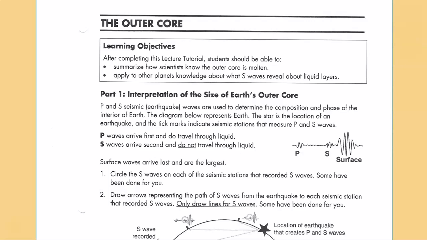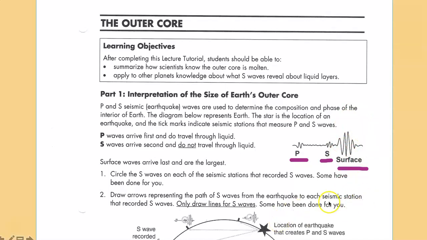Another thing to remember is the order in which these waves arrive to a seismic station. First, the P wave arrives. It's the fastest, P for primary. Then the S wave arrives, the secondary waves. And finally, the surface waves, which are the slowest but the most damaging.